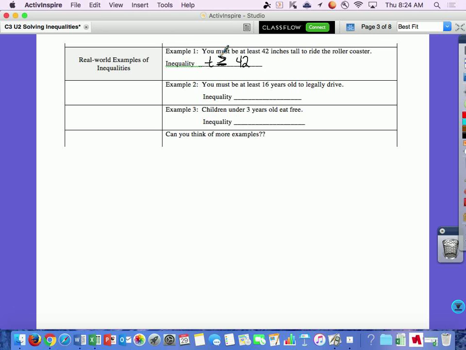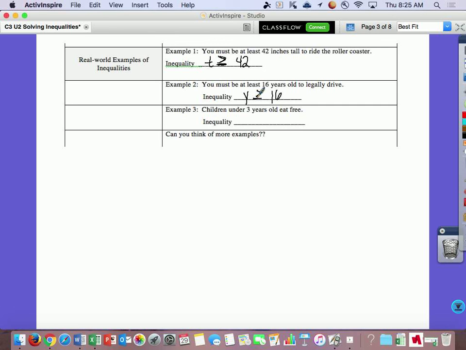Next one is you have to be at least 16 years old to legally drive. So we have your years old, 16, and since you have to be at least, you have to be 16 or bigger, okay? So 16 or bigger.